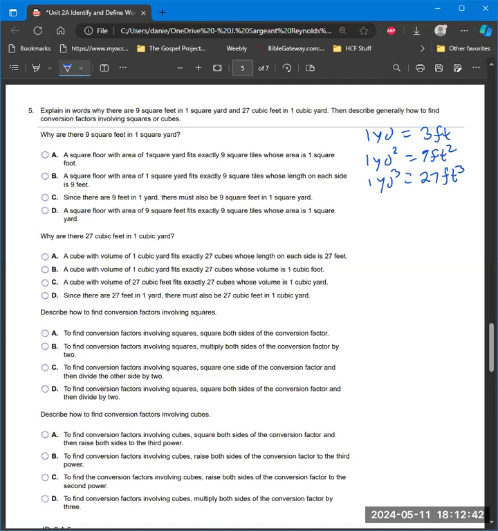So a square floor with area of 1 square yard fits exactly 9 square tiles whose area is 1 square foot. A cube with volume of 1 cubic yard fits exactly 27 cubes whose volume is 1 cubic foot. And we've shown the process here to find conversion factors involving squares. Square both sides of the conversion factor. And to find conversion factors involving cubes, raise both sides of the conversion factor to the third power. And we did that over here.